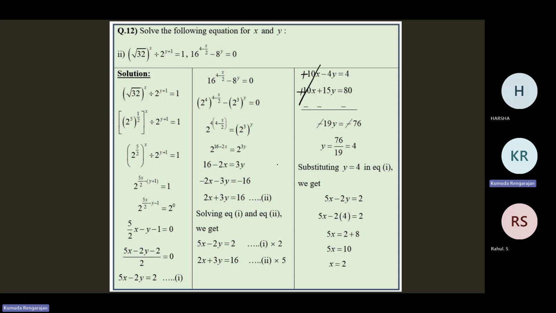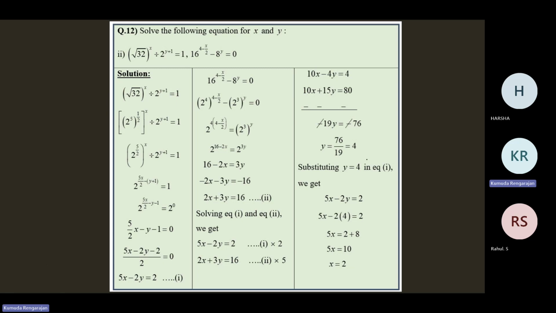You cannot simply cancel like this. So we change the signs throughout. Plus 10x as minus 10x, plus 15y as minus 15y, plus 80 as minus 80. Now 10x minus 10x is 0. So x is eliminated. Minus 15y, minus 4y, minus 19y. 4 minus 80, minus 76. Minus gets cancelled on both the sides. y is equal to 76 by 19. y is equal to 4.